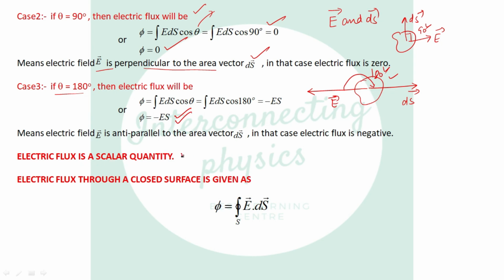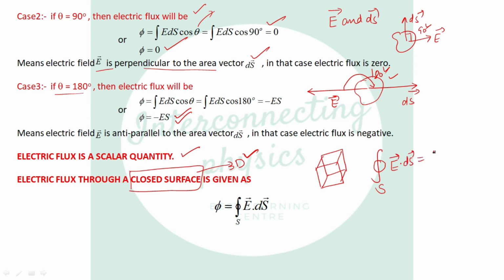Now electric flux is a scalar quantity, and consider electric flux through a closed surface. When we talk about a closed surface, it means we are talking about a three-dimensional surface. Let us suppose we have a cube. The cube is 3-dimensional and it is a closed surface. And let us say the electric flux through this surface will be the closed integration, we put a ring on the integration, closed integration over the surface, of E vector dot ds vector, which will become the electric flux through a closed surface.